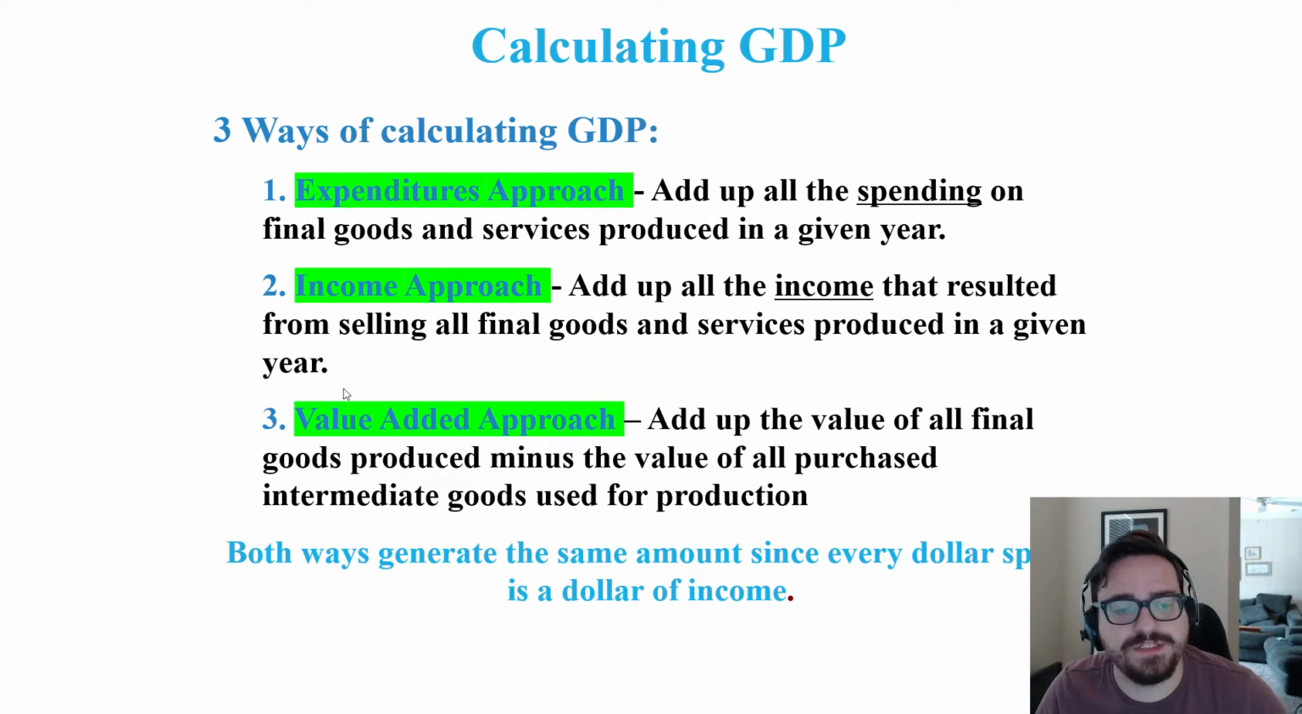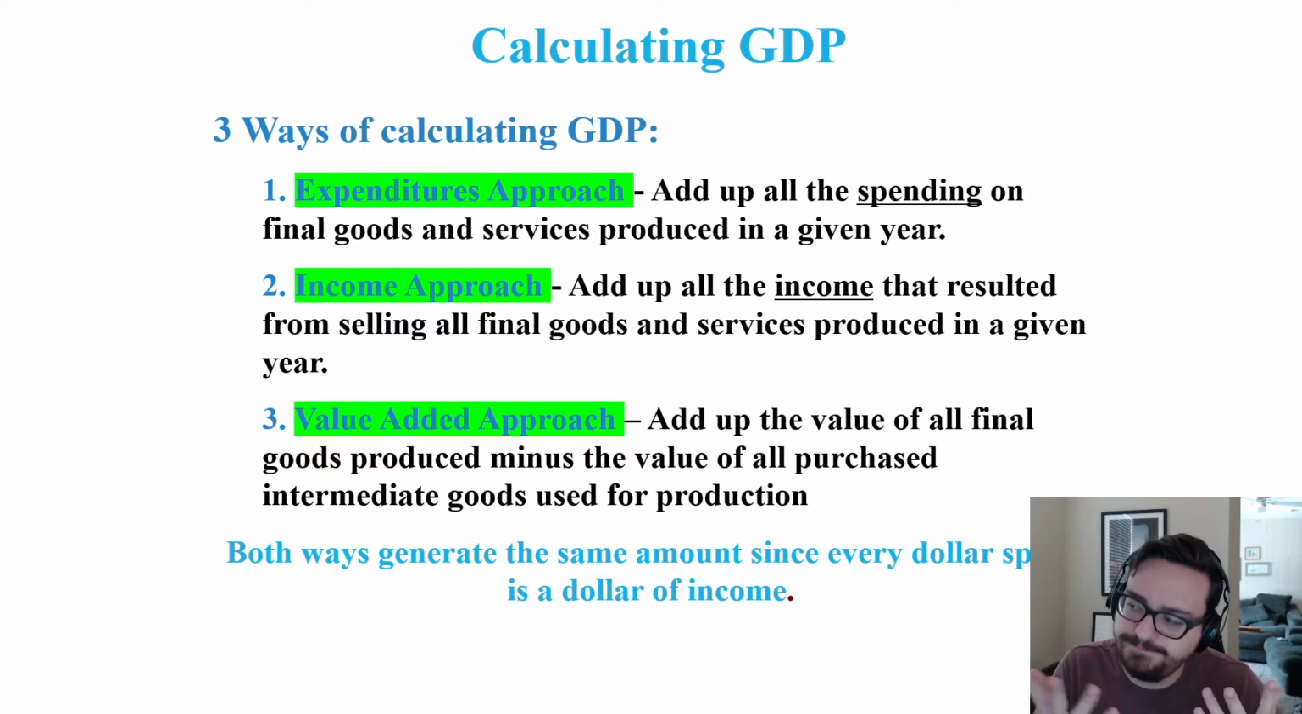Now again, 1 and 2, that says both. It should say 1 and 2 will yield the same amount. 3 won't necessarily, but you won't be asked to do all 3 on the same problem. This will just be, hey, they give you spending stuff, do expenditures approach. Hey, they give you income stuff, do income approach. Hey, they gave you final goods and intermediate goods, do value added. It's all about what information you're given for which of the 3 options you choose.